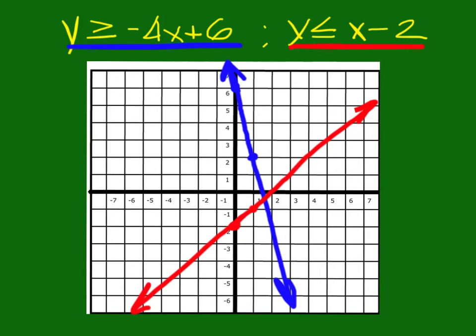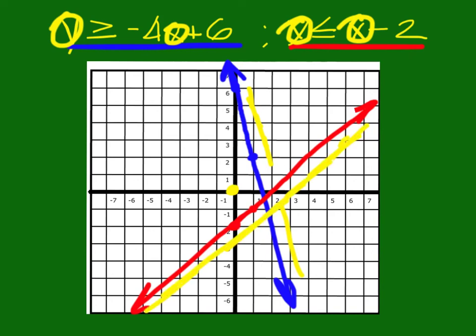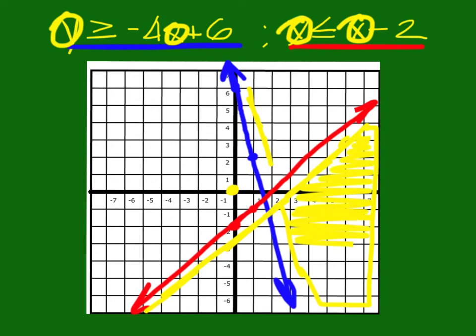We're going to check out 0, 0 for the blue one first. If I put 0 here and 0 there, is 0 greater than or equal to 6? No, so you need this side of the line. Go to the red one. I can use 0, 0 again for the red one. Is 0 less than or equal to negative 2? No. So I need the other side of the line. It's going to be this side. So where do they match up? On the right side, so you're going to have this area shaded in there.